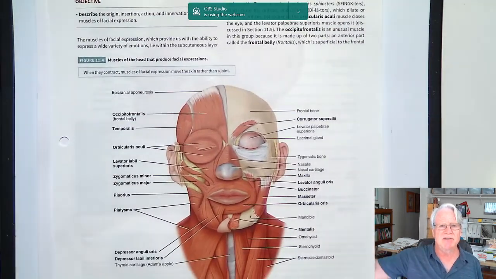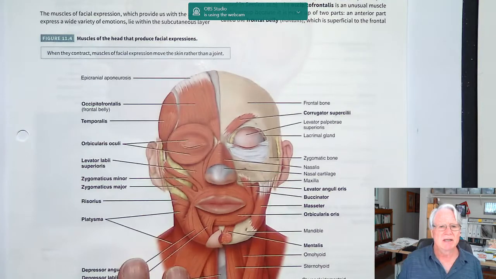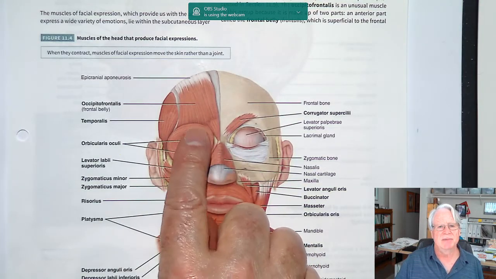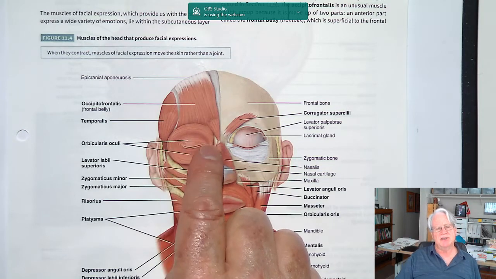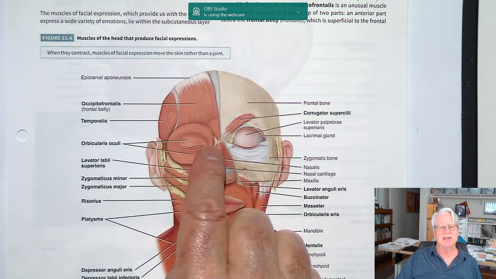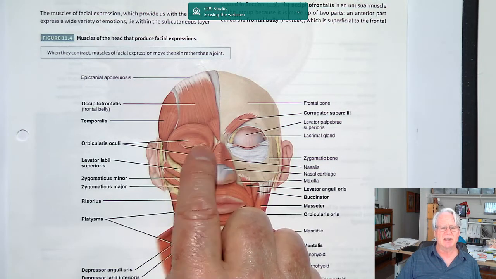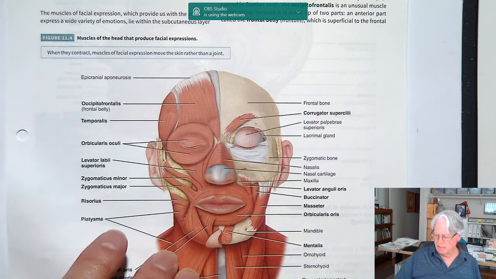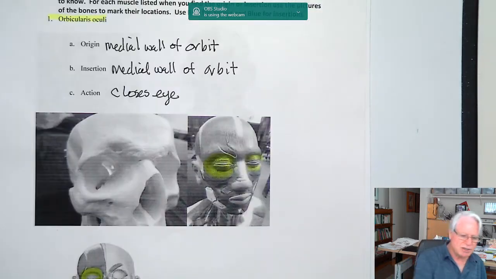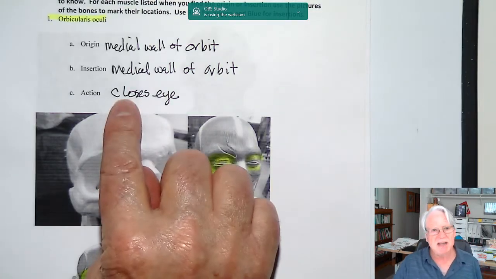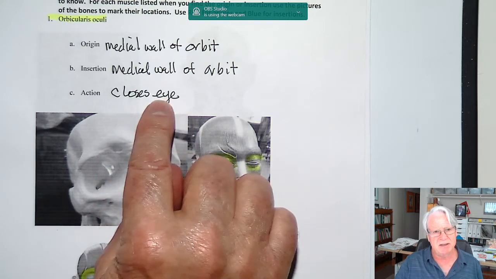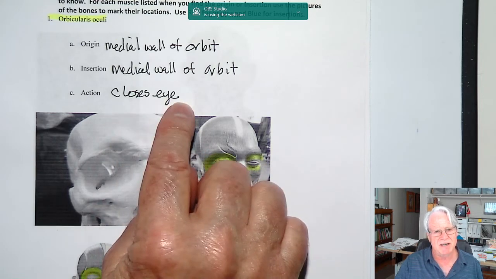But for right now, what we're talking about is this muscle that surrounds the eye. And there it is very, very clearly. Right there. Goes all the way around the eye. And when this muscle contracts, that opening in the center, which is the eye, closes. So this is how you close your eyes. Notice that, and this is important, the action is simply closes, doesn't open the eye. We have other muscles that open the eye. This simply closes the eye.